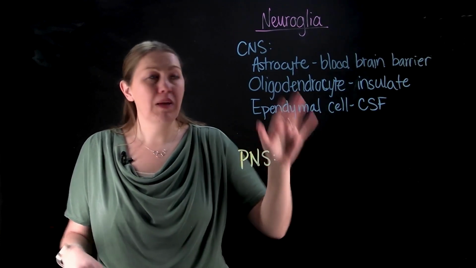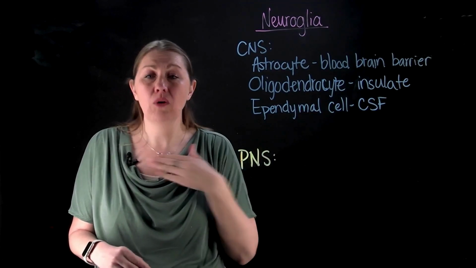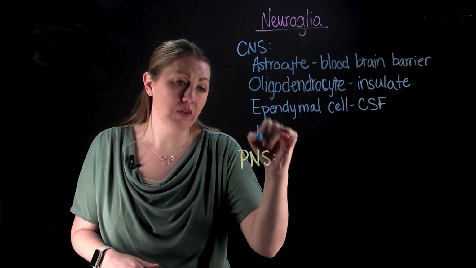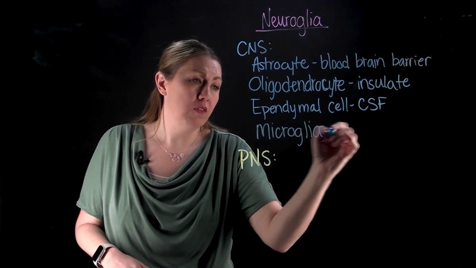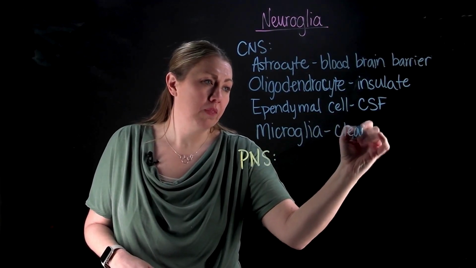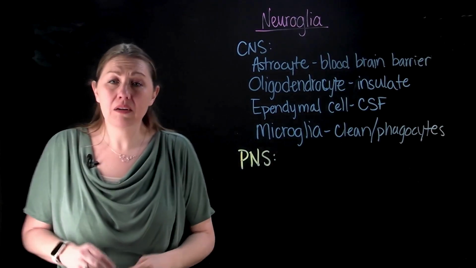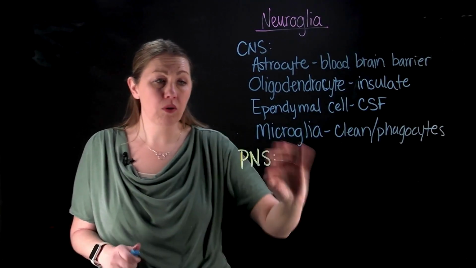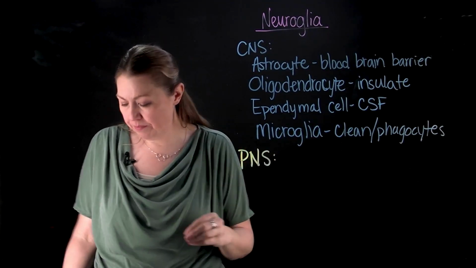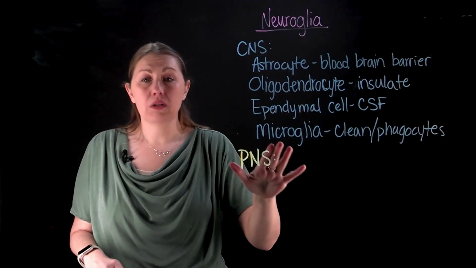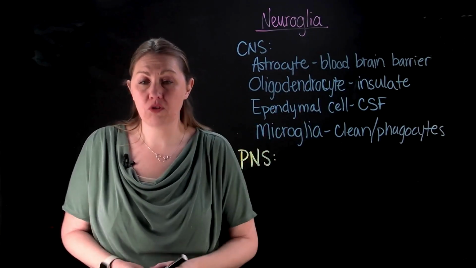And then also, because we're very protective, we're going to have our own special cleaning crew. And these are going to be our microglia. And so these are going to clean. And they're phagocytes. They go and eat debris, anything that's not supposed to be in the brain or spinal cord. They'll help destroy and remove that. So these are the four helper cells or support cells of our central nervous system.